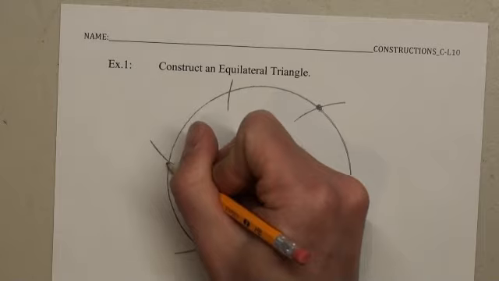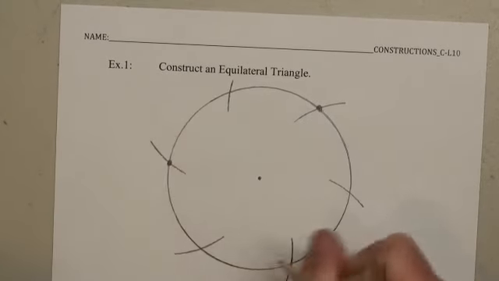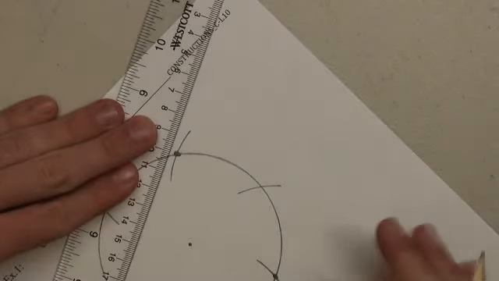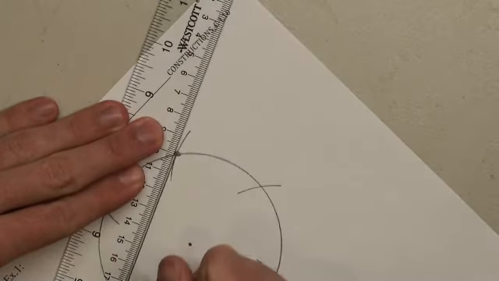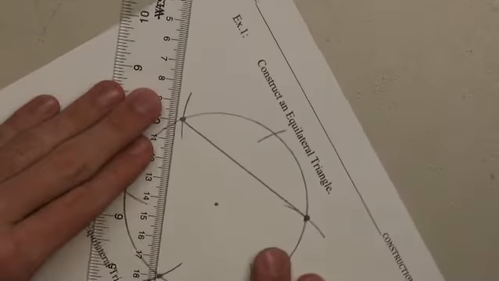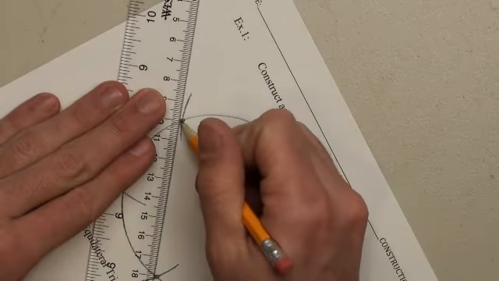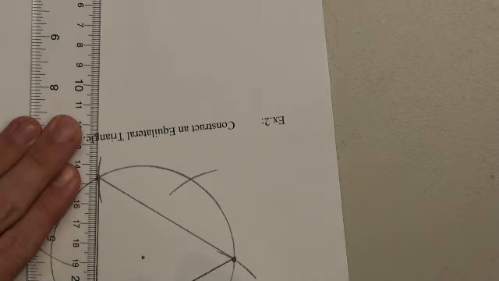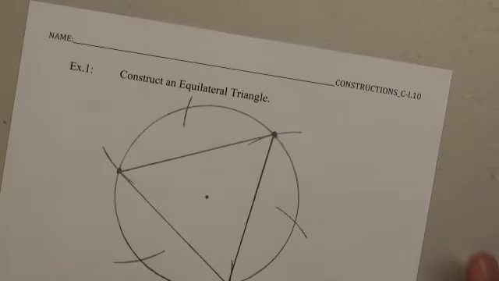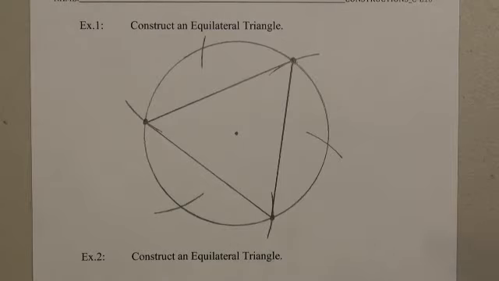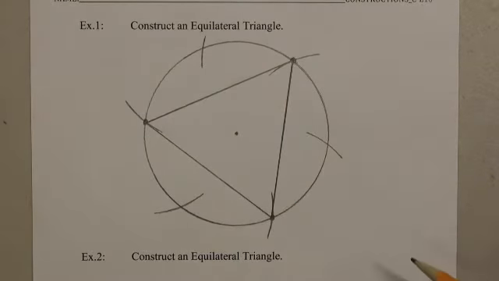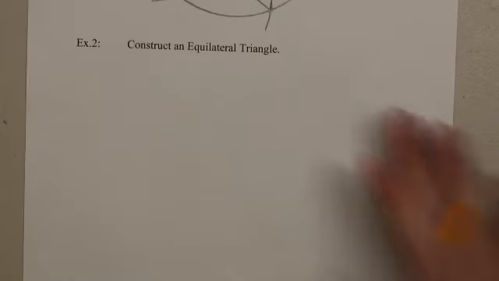Now I skip one and I make a dot. I skip one and I make another dot. And here's where I can construct my equilateral triangle. And there you have it. All of those sides are equal and all of those angles are equal. This is an equilateral triangle using the circle method. I'll do it one more time.